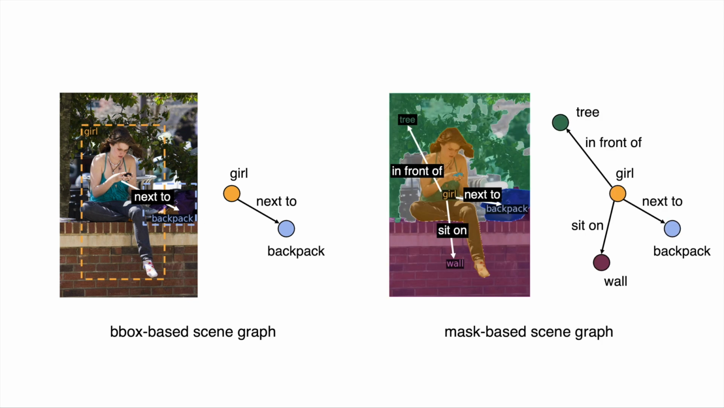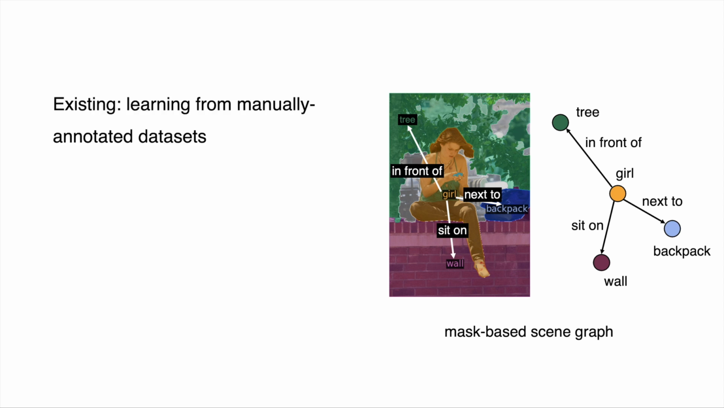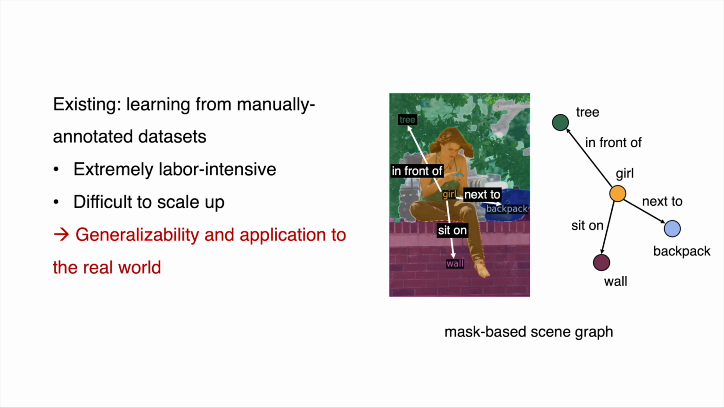A recent work proposes the concept of panoptic scene graph, in which each object is grounded by a panoptic segmentation mask instead of a bounding box, for a more comprehensive structured representation. However, all existing works approach panoptic scene graph generation by learning segmentation and relation prediction from manually annotated datasets. Unfortunately, it is extremely labor-intensive to build such datasets, making it difficult to scale up to cover more complex scenes, thus significantly limiting the generalizability and the application to the real world.